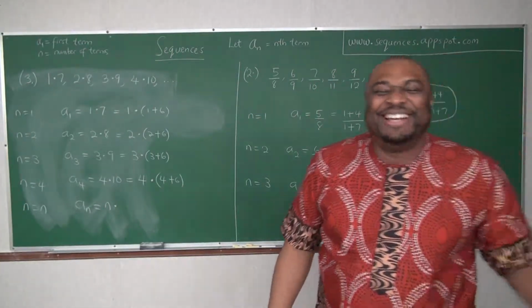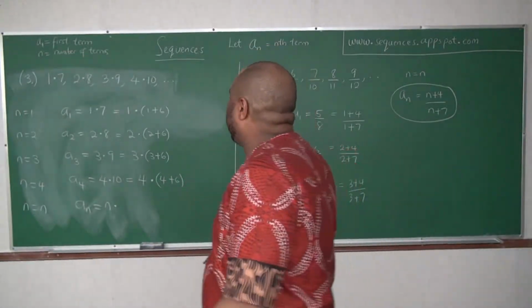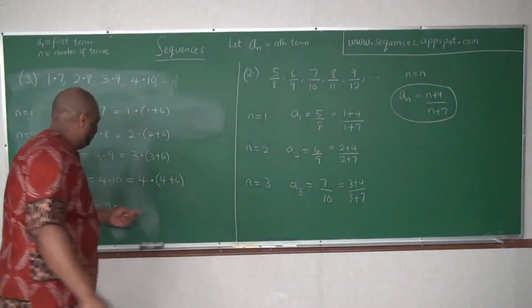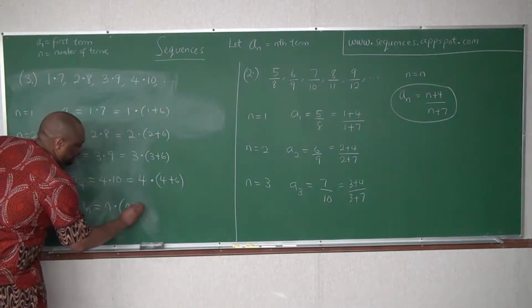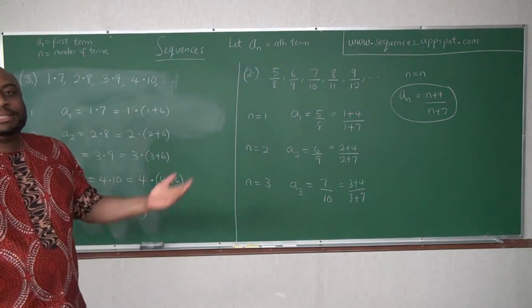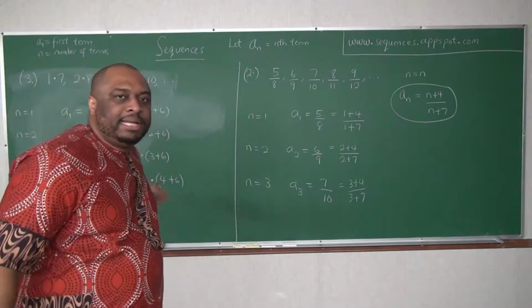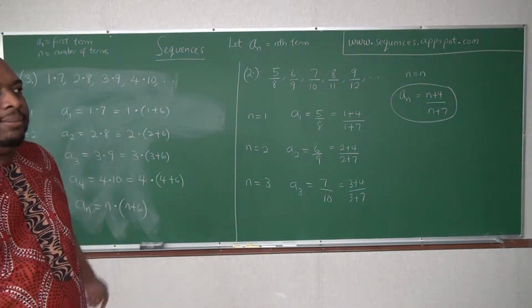Okay. What is this guy saying? I can talk bass. Alright, so as you can see here, this is n times, you can see now this is n plus 6. And that is the general term, the nth term of that sequence. Okay? The nth term of that sequence.